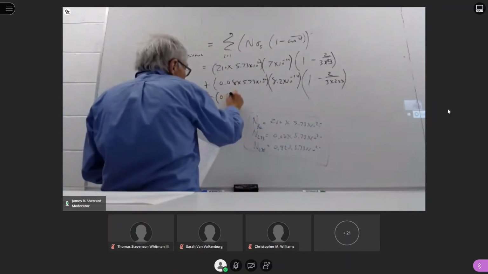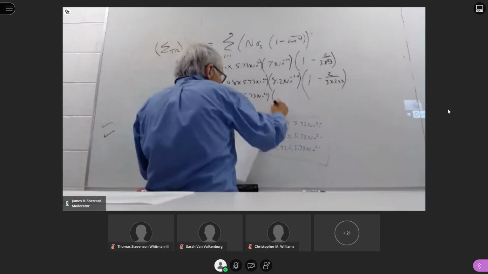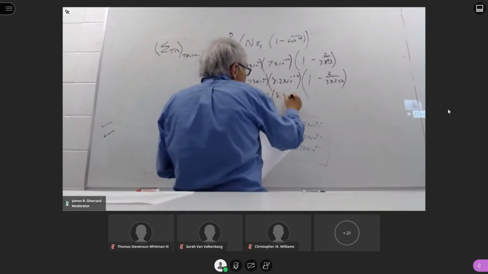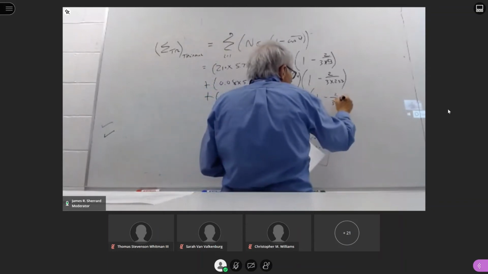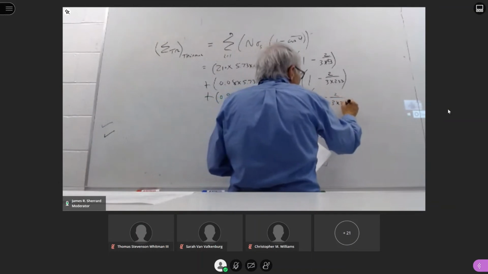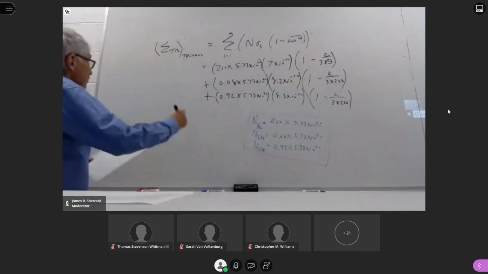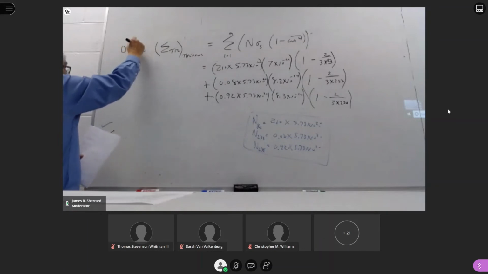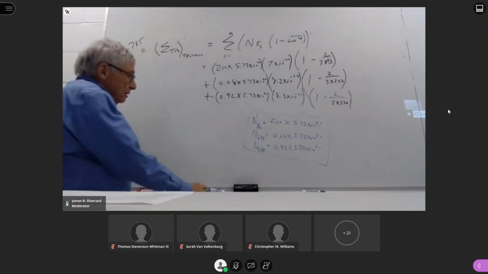This is 0.92 times 5.73 times 10 to the 20th. Its scattering value for thermal is 8.3 times 10 to the minus 24th times 1 minus 2 over 3 times 238. So when I did all of this math, I had this value come out to be 0.785. Any questions on that? All right.